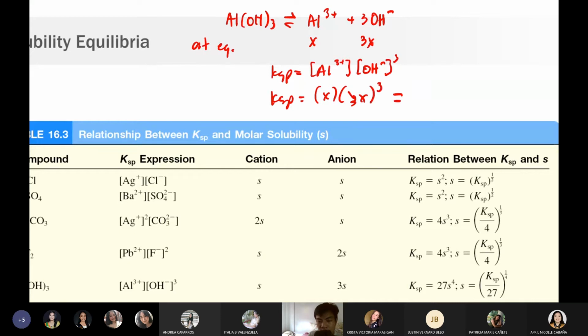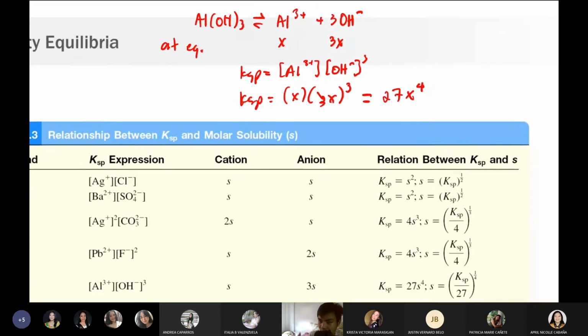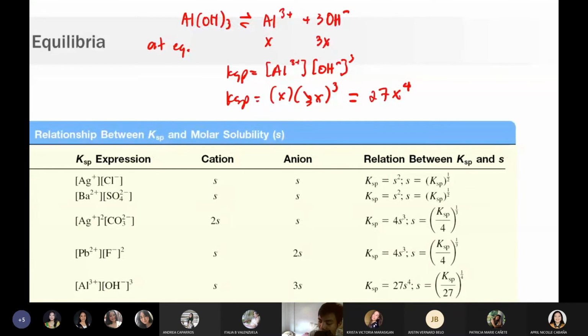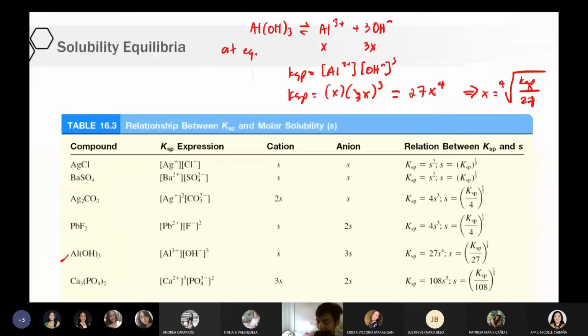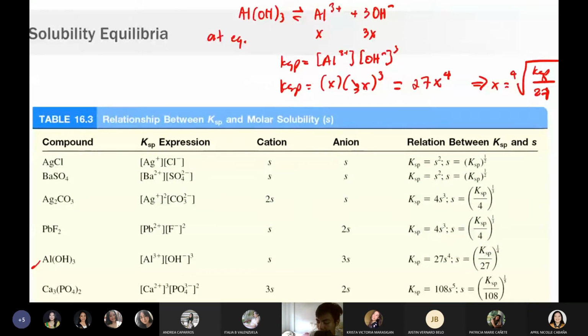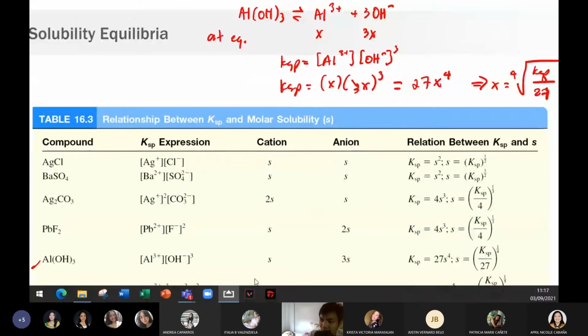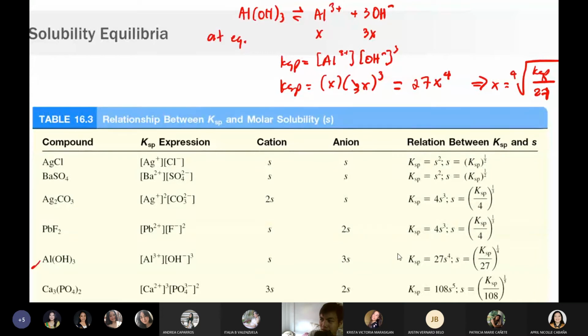So what is 3 cubed? So yun ay 27, no? And then x cubed times x, that is equal to x raised to 4. So to solve for the molar solubility, that is just the fourth root of Ksp divided by 27. So yan yung shortcut natin kapag ang ating cation at anion ay 1 to 3 yung ratio. Okay? Kapag 1 to 3 yung ratio nila, the x can be calculated as the fourth root of Ksp divided by 27.